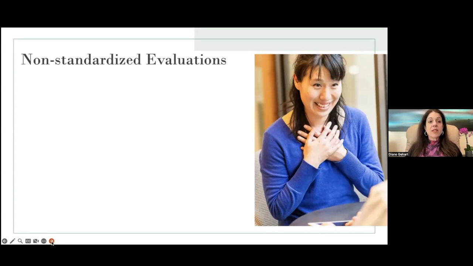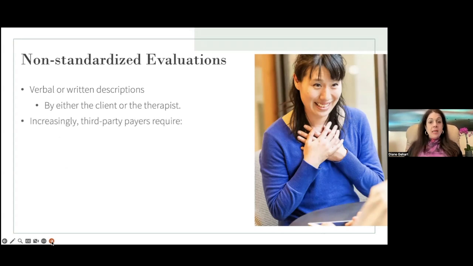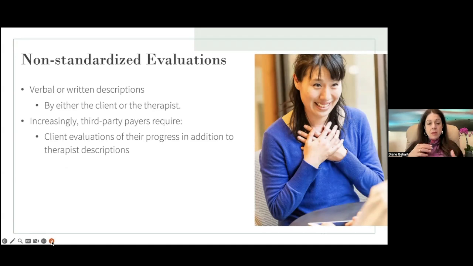So let's talk briefly about these non-standardized evaluations. These are verbal or written descriptions by either the client or the therapist. Increasingly, third-party providers are requiring that clients evaluate their progress in addition to the therapist's descriptions. Again, this can be done through a scaling question or through a formal measure. But most progress notes historically have had the therapist as the expert who determines whether or not there is progress. It is increasingly important to have the client's perspective as well as these standardized measures.